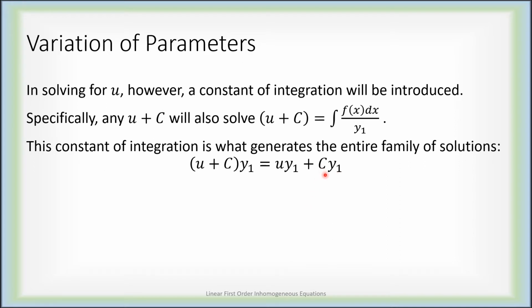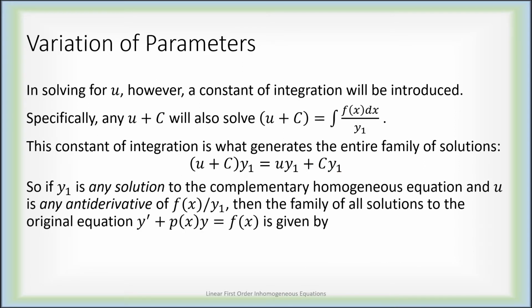Now this arbitrary constant times y1 describes the entire family of solutions of the complementary homogeneous equation. So if y1 is any solution to the complementary homogeneous equation, and u is any antiderivative at all of f of x over y1, then all solutions to the original inhomogeneous equation will be given by exactly u y1 plus a constant times y1.